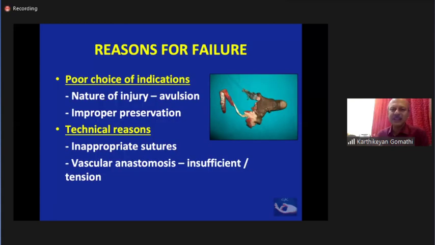What would be the reasons for failure? Poor choice of indications. We need to introspect and see what is the reason for the failure and avoid it the next time. The nature of injury could have been avulsion, could have been an improper preservation. So the problem has been with us in selecting the patient. And technical reasons also could be a reason.